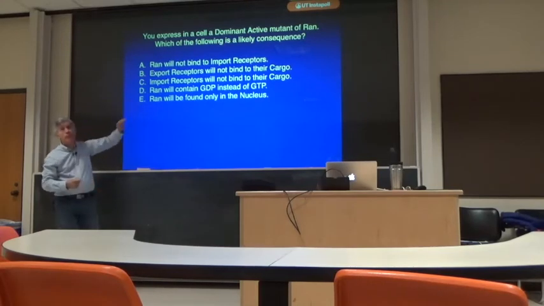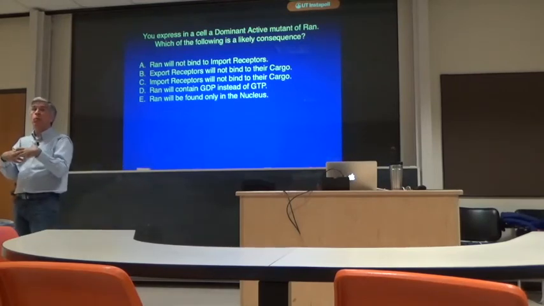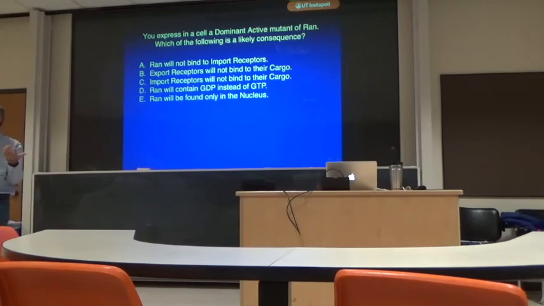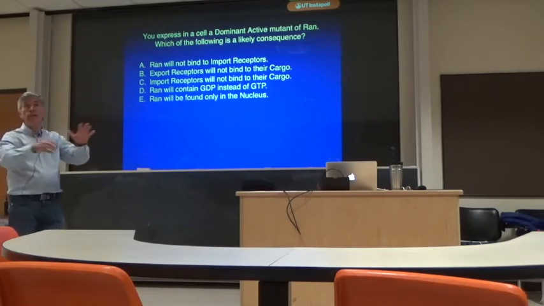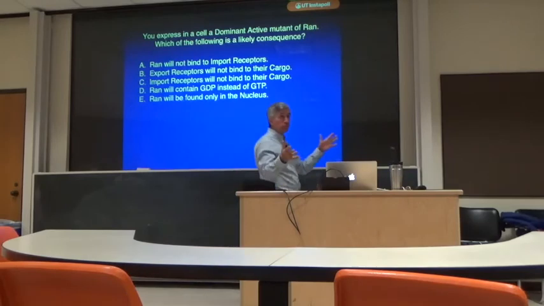And the receptors, once they are bound by that RAN GTP, will not be able to bind any new cargo. And because RAN with GTP is stuck to that receptor, now that receptor is unable to go through multiple rounds at all. So that will happen anywhere in the cell, because now all the cell will contain this activated mutant RAN.